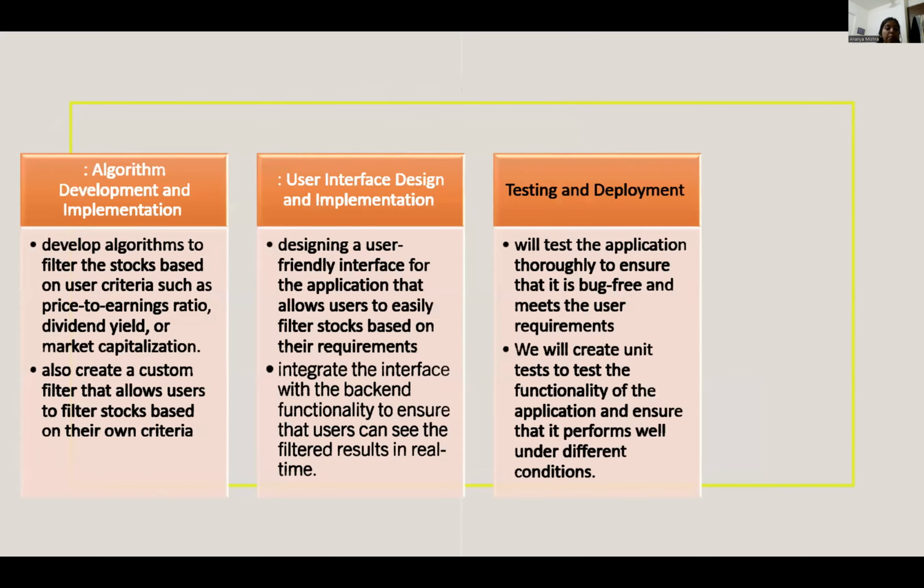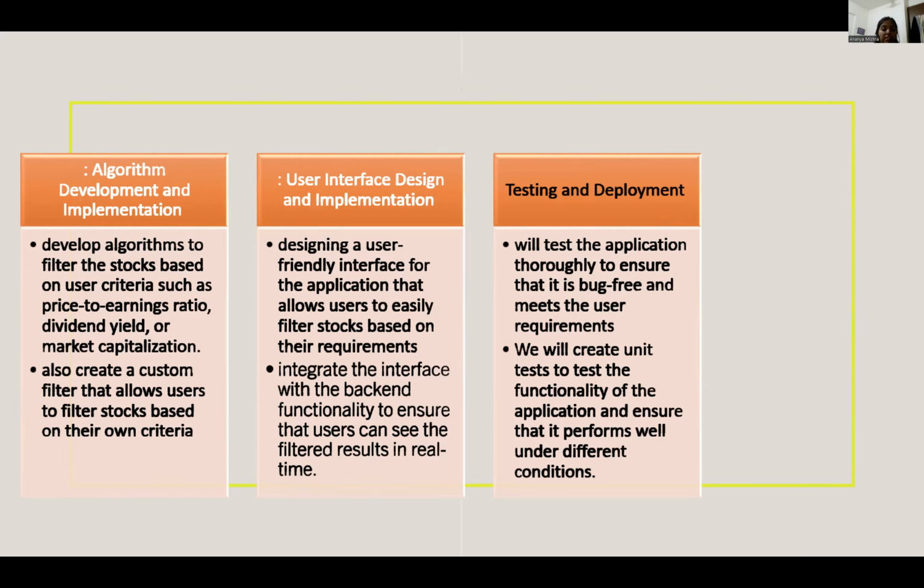Now, the third step is algorithm development and implementation. In this step, we will develop algorithms to filter the stock based on user criteria that we mentioned before. In this, we will also create a custom filter that allows user to filter stocks based on their own criteria. Every user can have their own criteria.